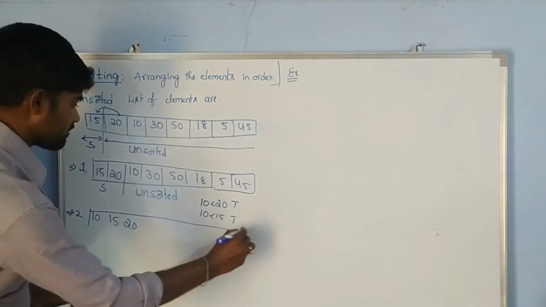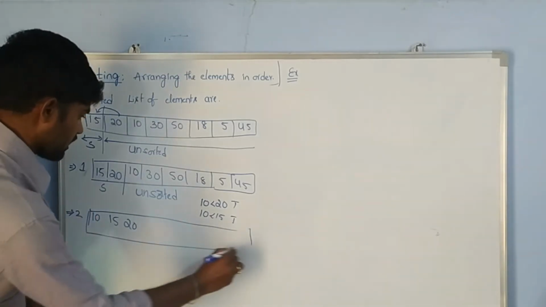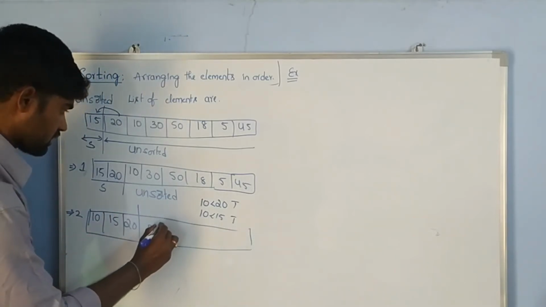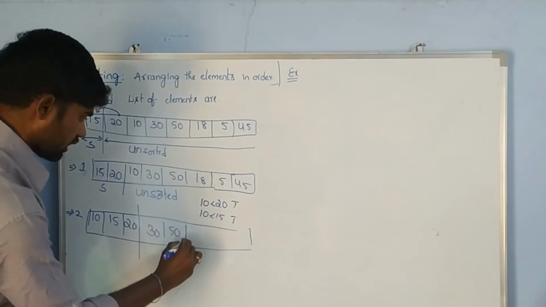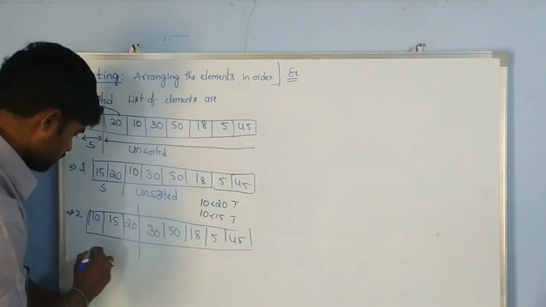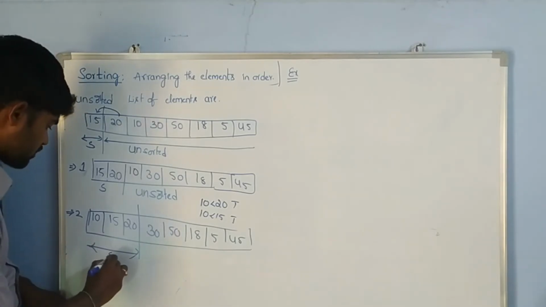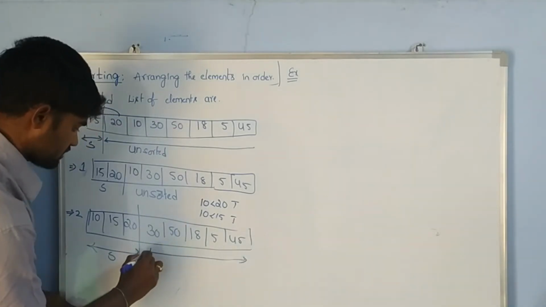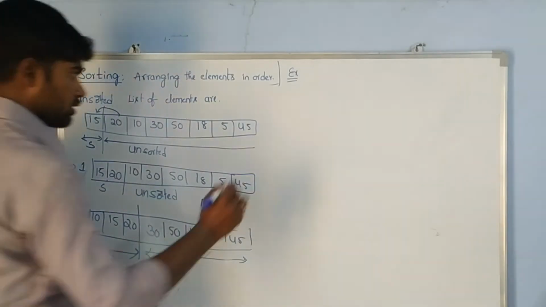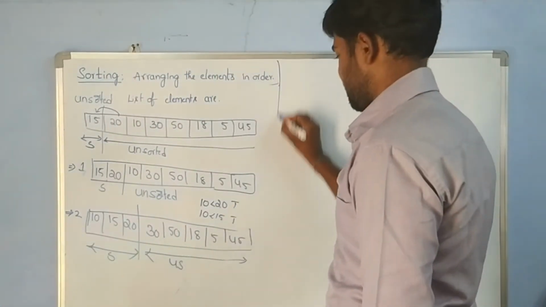Now these three elements are in the sorted portion and the remaining elements are in the unsorted portion. What are the remaining elements? 30, 50, 18, 5 and 45. Now these are in the sorted portion. Now these are in the unsorted portion. Getting my point? Yes, right? Now, iteration number 3.